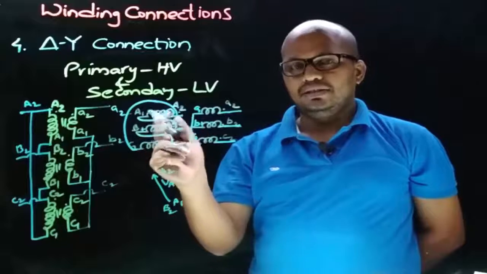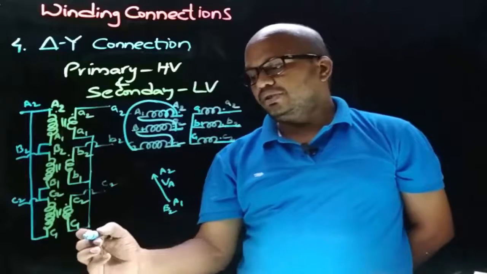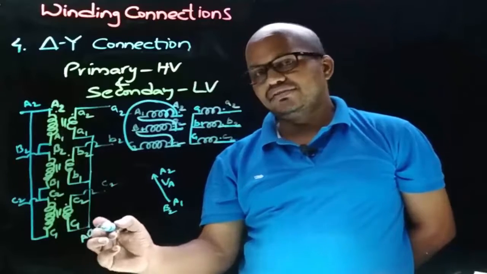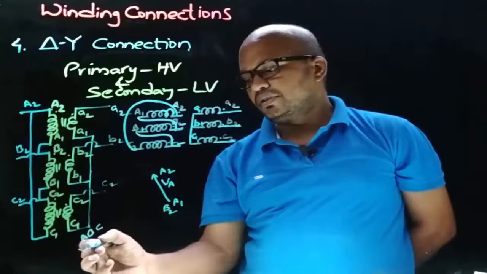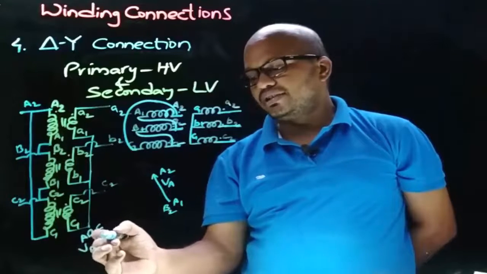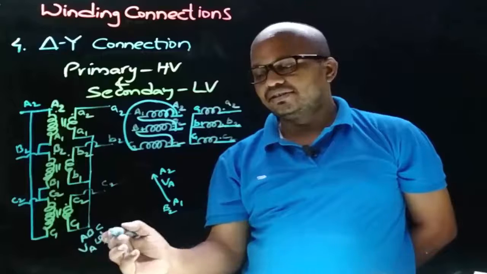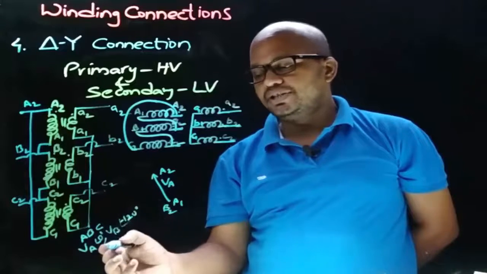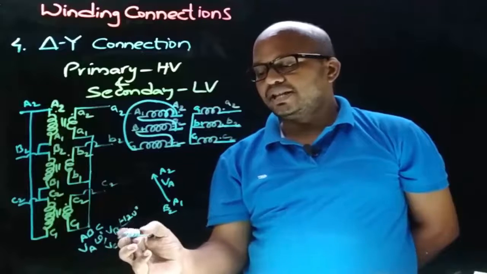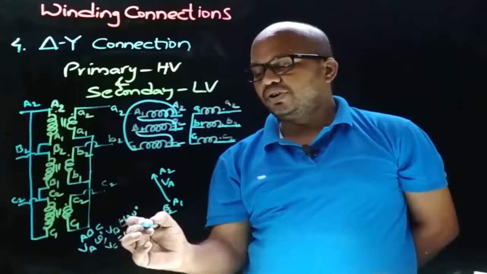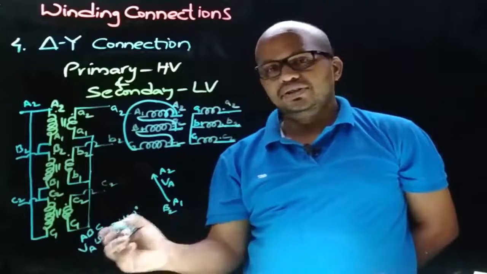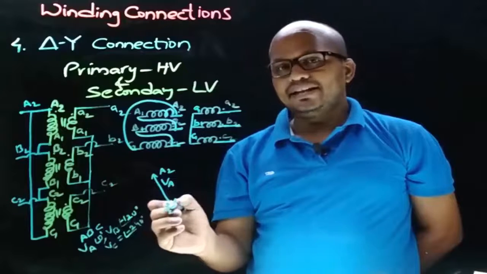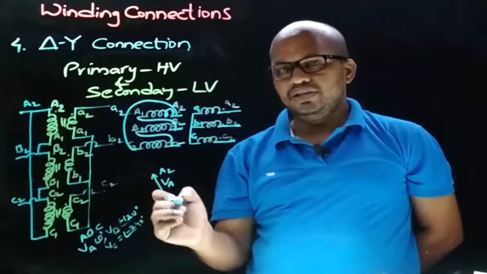Now let's draw the VB phasor, and we know that for ABC phase sequence in a three-phase system, if VA is at an angle 0 degrees, that is, VA is taken as reference, then VB will be at an angle minus 120 degrees and VC will be at an angle minus 240 degrees from VA. Therefore, VB will be at an angle minus 120 degrees from VA.